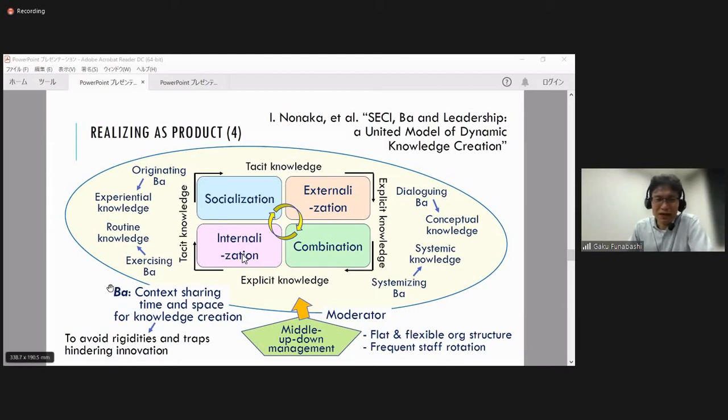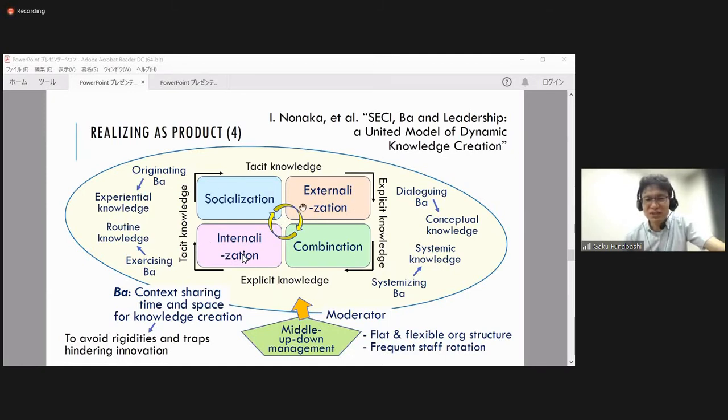For example, ba is a Japanese word. What it means is a context sharing time and space for knowledge creation. Here, for each process, there is ba: originating ba, dialoguing ba, systemizing ba, and exercising ba.